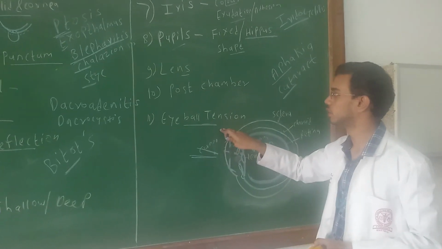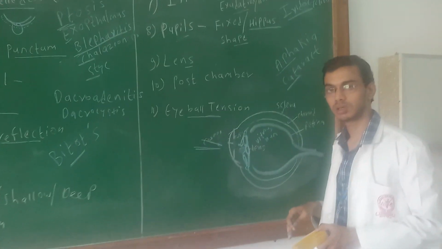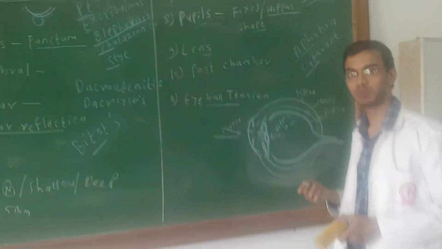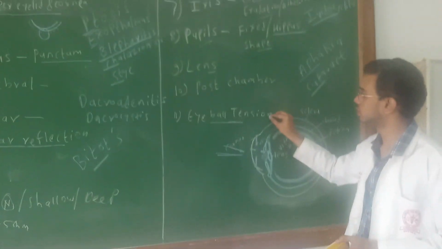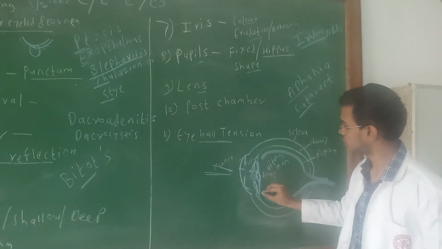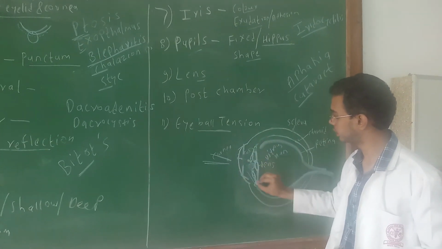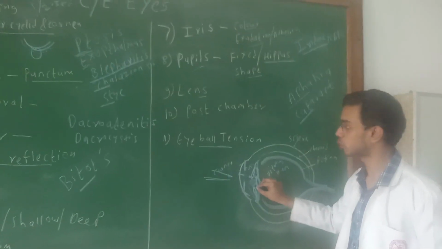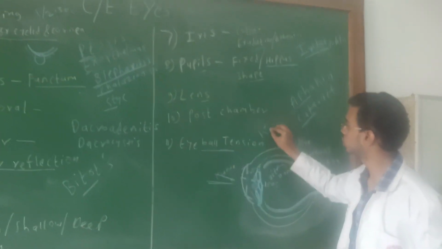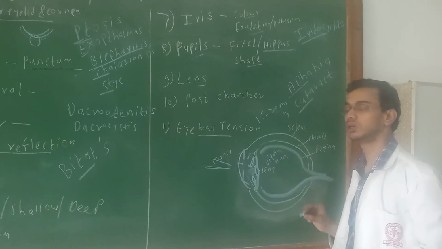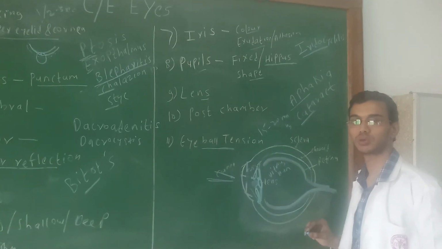Now eyeball tension can be checked with the help of a tonometer in the ophthalmology OPD, or you can also check the eyeball tension manually. Eyeball tension is because of secretion of aqueous humor from the ciliary body that enters into the anterior chamber and the posterior chamber. Normally it is 15 to 20 millimeters of mercury.